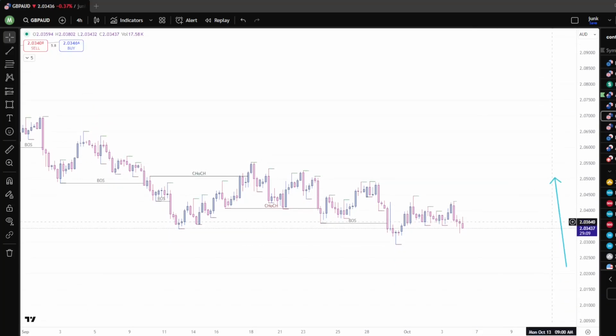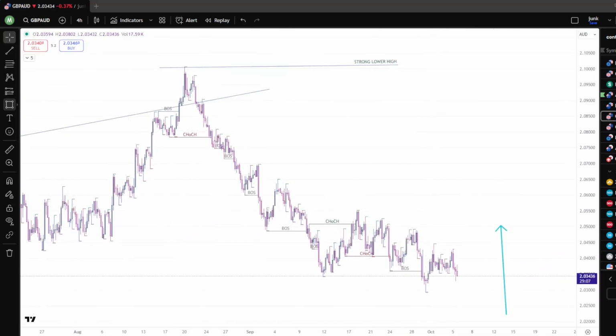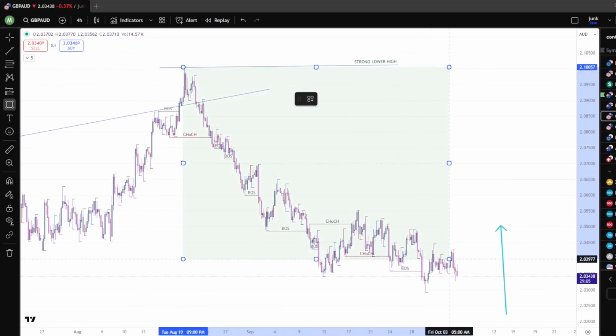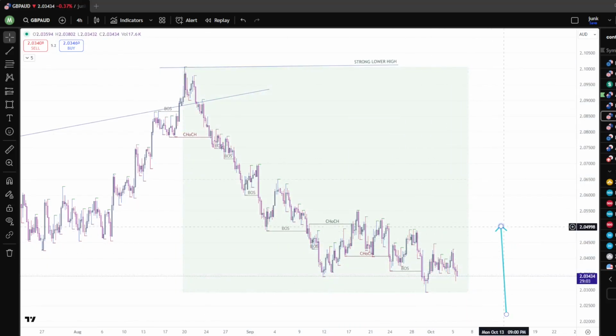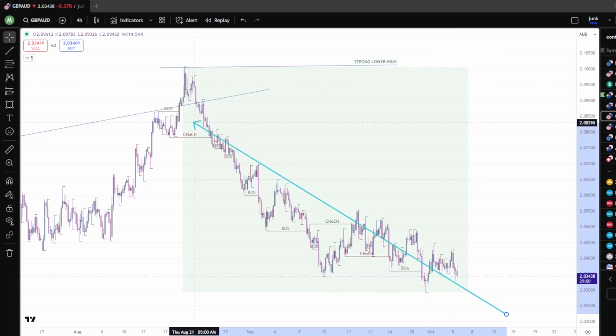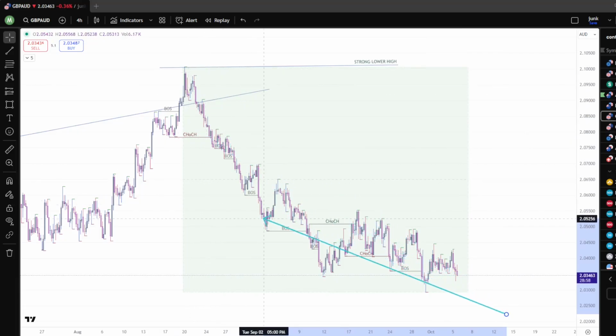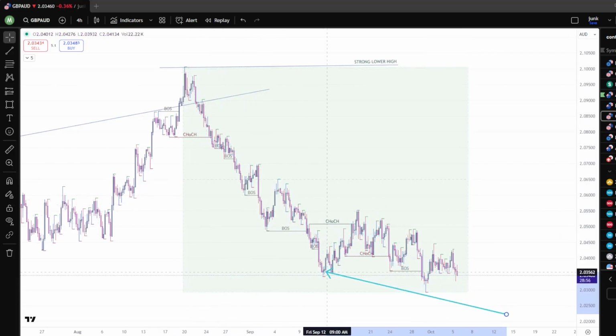GBP AUD, let's go map out the current range. So we're dealing with this bearish swing structure as well, continuing to make lower highs, lower lows, lower highs, lower lows. Market's going to step back up in this choppy corrective pattern, came back and broke structure to the upside, but this whole area is just in consolidation, although it did break structure again to the downside.